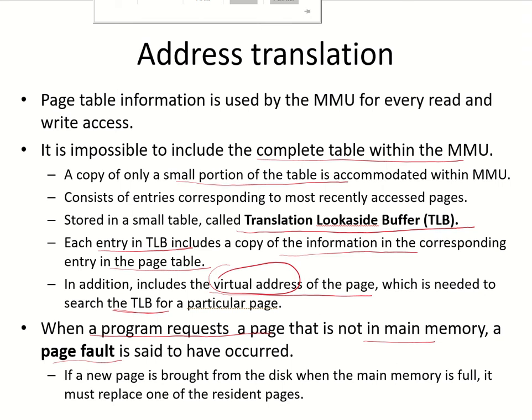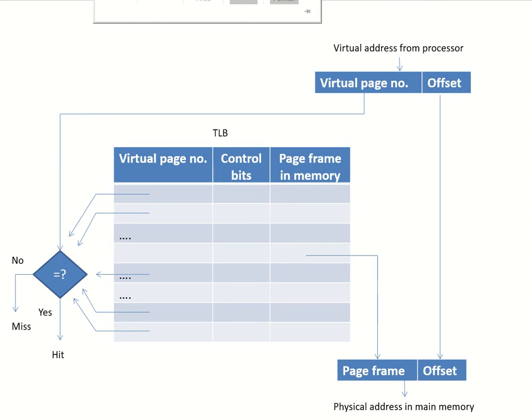What will happen if the main memory is full? Then it must replace one of the resident pages. So if it is replacing one of the resident pages, the entries in the page table will be updated accordingly. And if those entries are occurring in the TLB also, they will also be updated according to the changes in the page table.